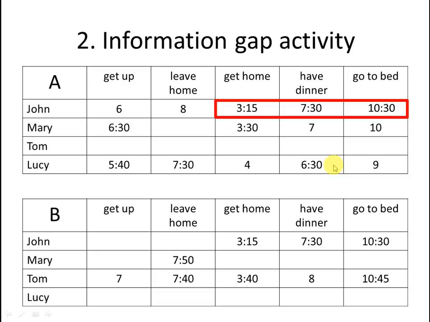So we keep doing this until both of us, me and my partner, complete our tables. So this is information gap activity. There are gaps of information between me and my partner because we have different worksheets. And to fill in the gaps, we use the target expression. So this is called information gap activity.